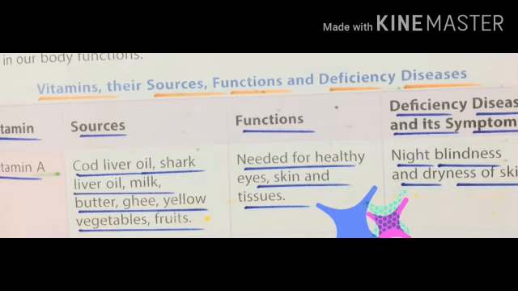But if these are not taken in appropriate amount, there is a deficiency disease called night blindness. What is night blindness? If a person is suffering from this, that is unable to see in the evening hours, and there is dryness of skin also.